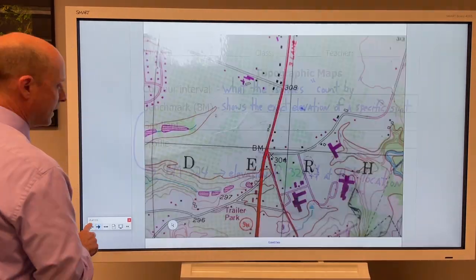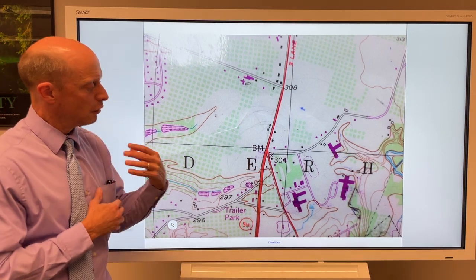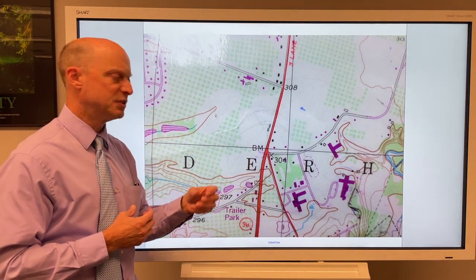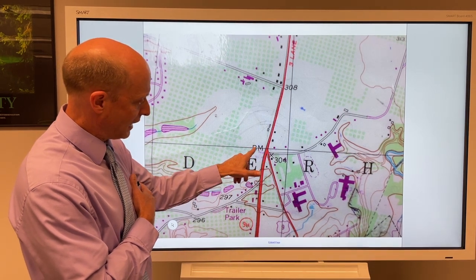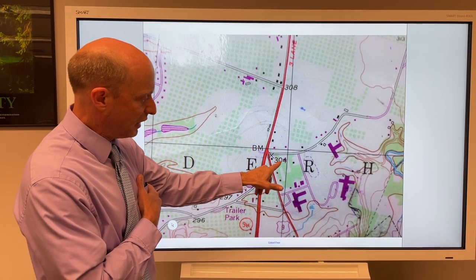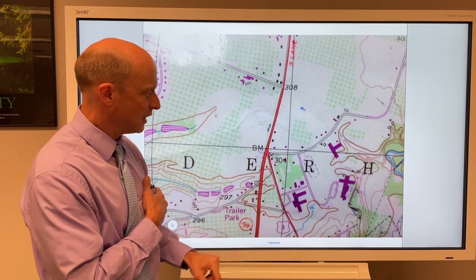Now, what does that look like on a map itself? This is a real map of an area in upstate New York. This intersection here has BM, it has an X, so right there, BMX says 304. So that's 304 feet above sea level.